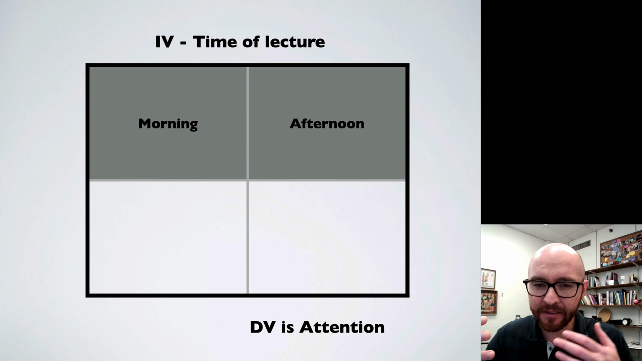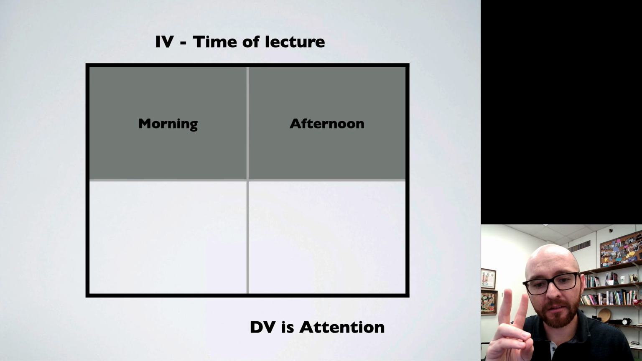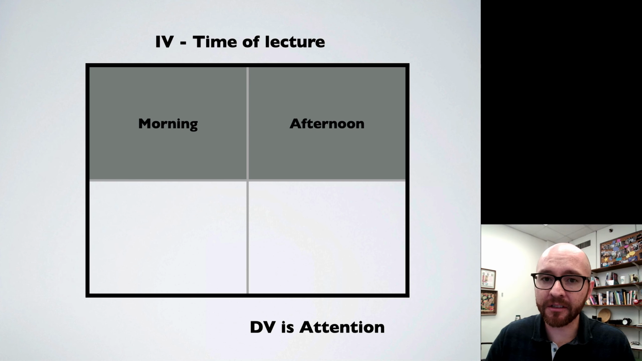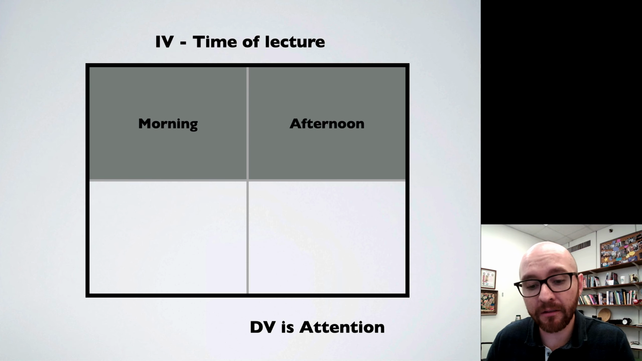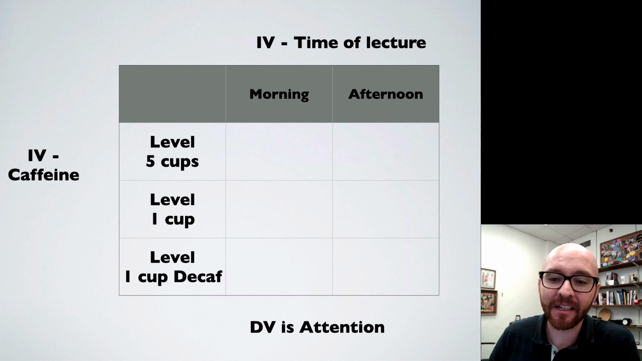So dissect this, start to understand what this means. Here you have 1 IV, 2 levels, 2 conditions. The DV is given to you below. That is attention. Now let's say we had this design, right?